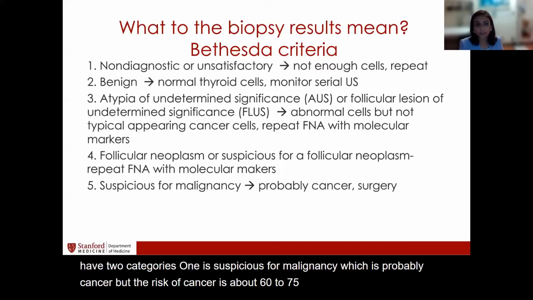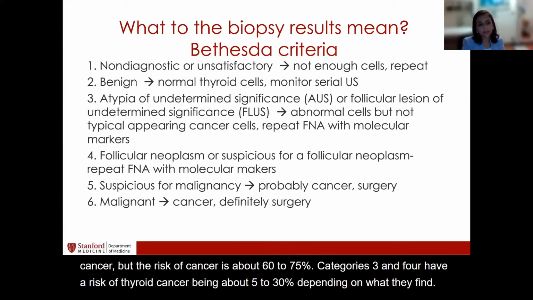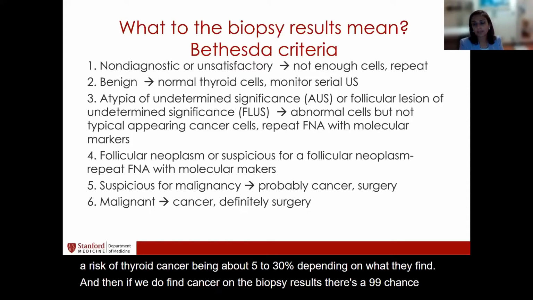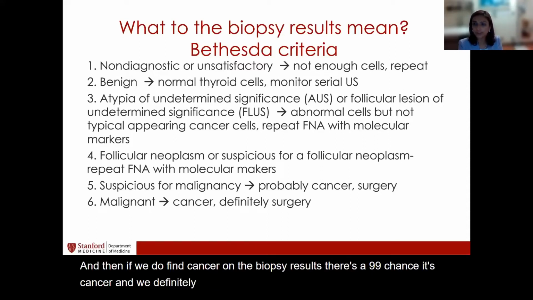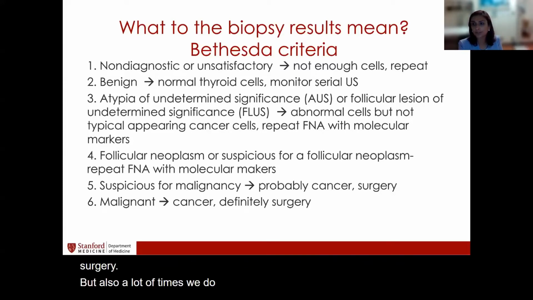Categories 3 and 4 have a risk of thyroid cancer of about 5 to 30%, depending on what they find. And if we do find cancer on the biopsy results, there's a 99% chance it's cancer, and we definitely recommend some sort of treatment. Usually it's surgery. But also a lot of times we do surgery for a level 5 to determine what it is as well.